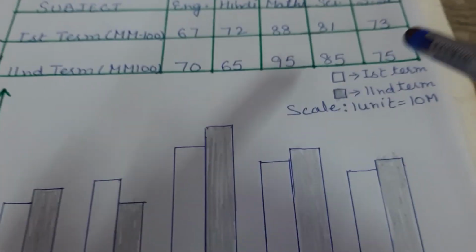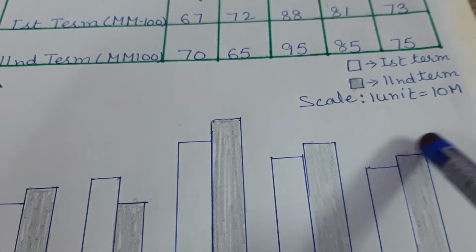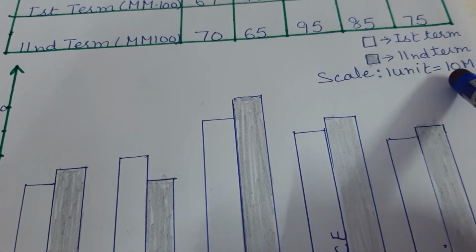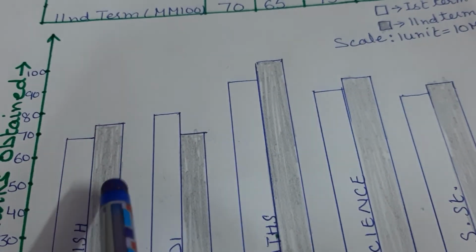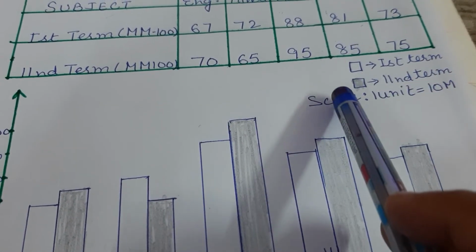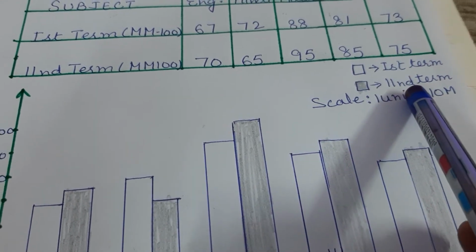Okay, so these points are very important to write down. First is the scale: how much scale you are using. Second is the recognition of these bars, like I have taken unshaded as the first term and shaded bars as the second term.